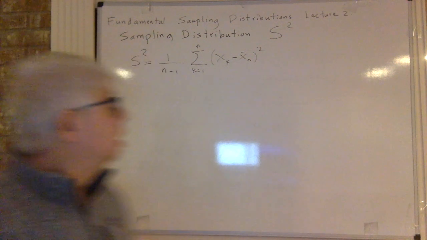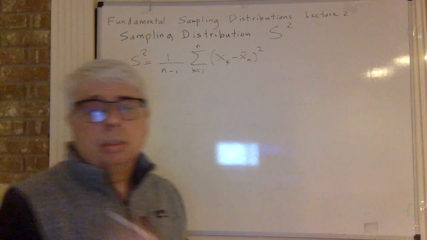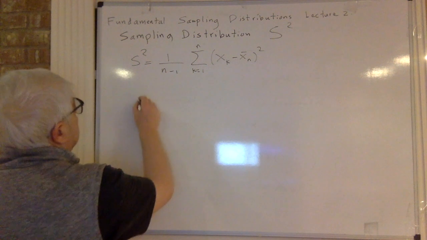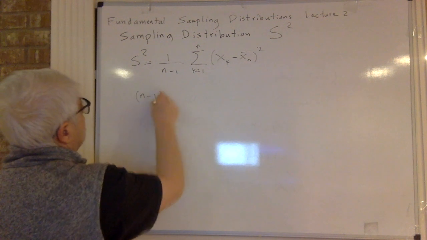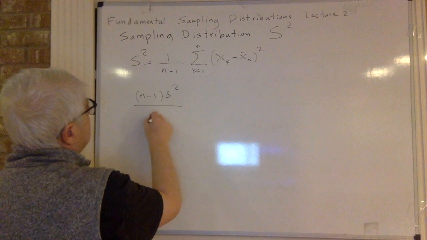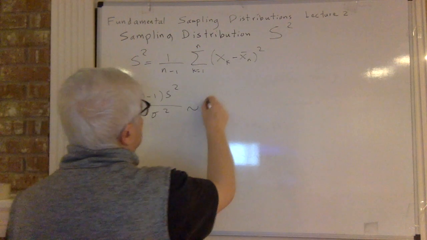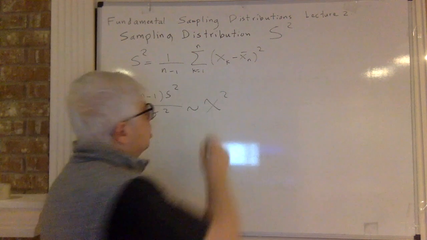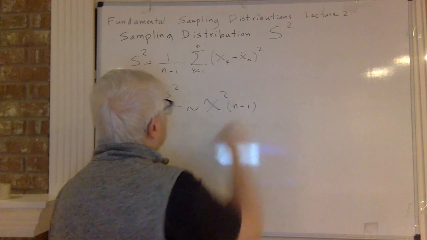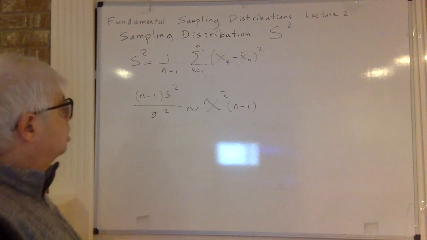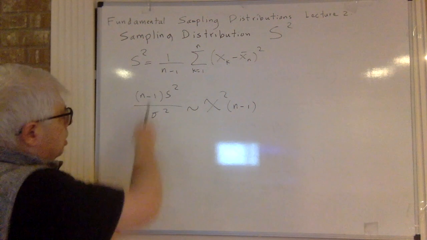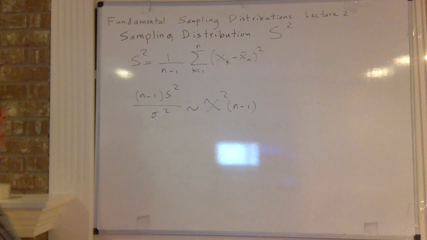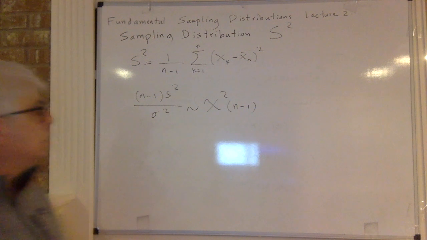But this is what happens in the end. We have n minus 1 times s squared over sigma squared, and that is chi-squared with n minus 1 degrees of freedom. So this quotient here has distribution chi-squared n minus 1.